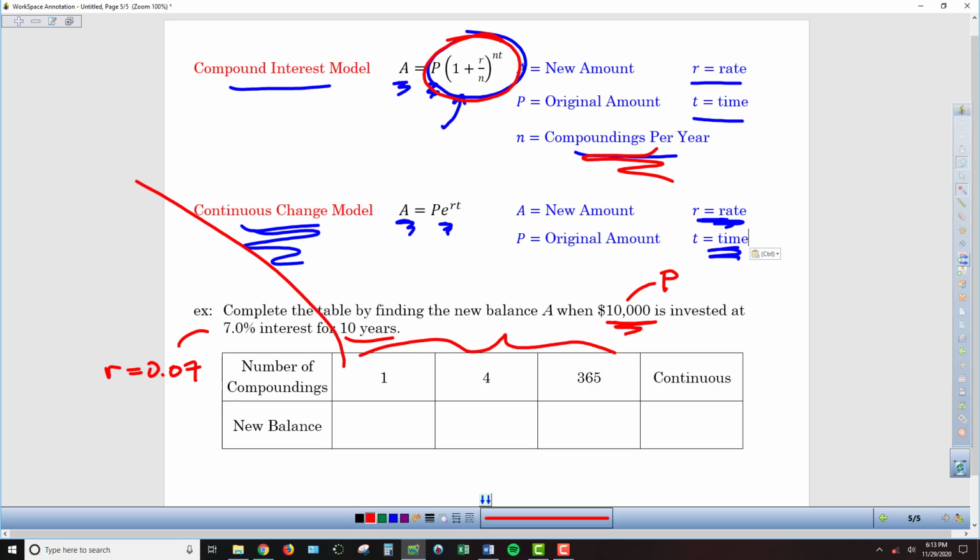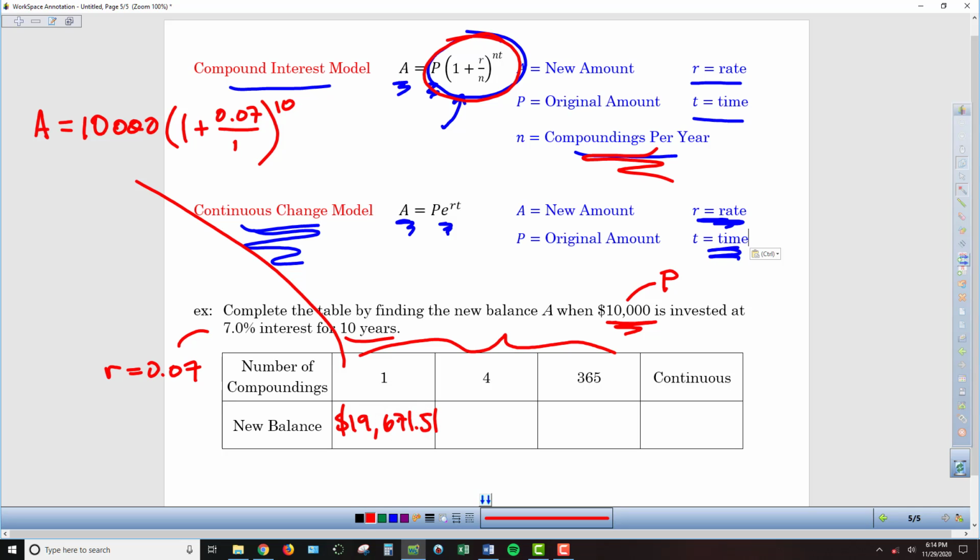So for this first box, for example, we're going to have A, our new amount that we're trying to calculate. It's going to be equal to 10,000 times 1 plus, now our interest rate is 0.07, divided by the number of compoundings per year. So this is divided by 1, n is 1 in this case. And then we're going to raise that to the nt power, so 1 times t. We've said 10 years here, so our exponent is going to end up being 10. So really we have 1.07 to the 10th, and then we multiply that by 10,000. If we do that on our calculator, we're going to find that our $10,000 investment is going to grow to $19,671.51.